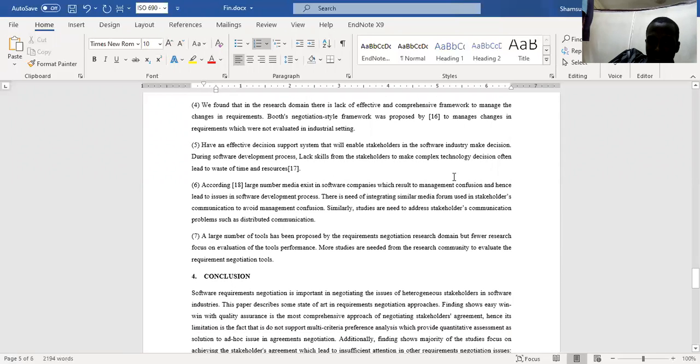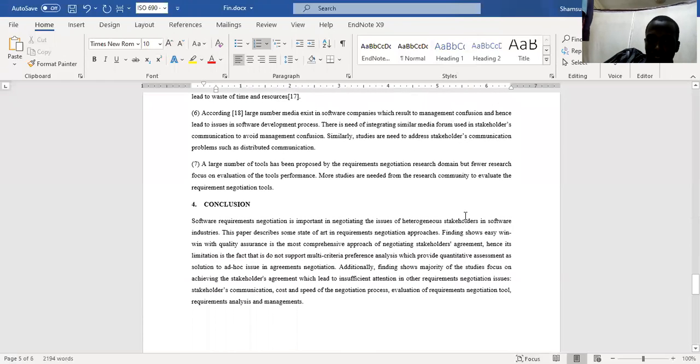A large number of media exist in software industries, which results in management confusion and hence leads to issues in the software development process. So there is a need to integrate similar media forums used in stakeholders' communication to avoid management confusion. Similarly, studies are needed to address issues of stakeholders' communication, such as distributed communication.